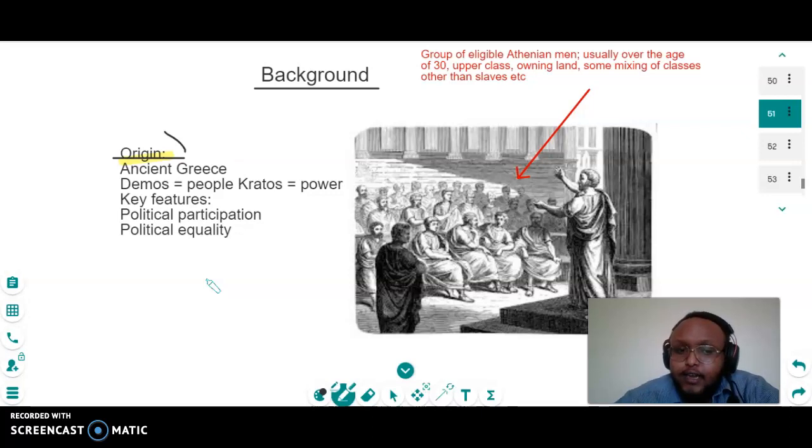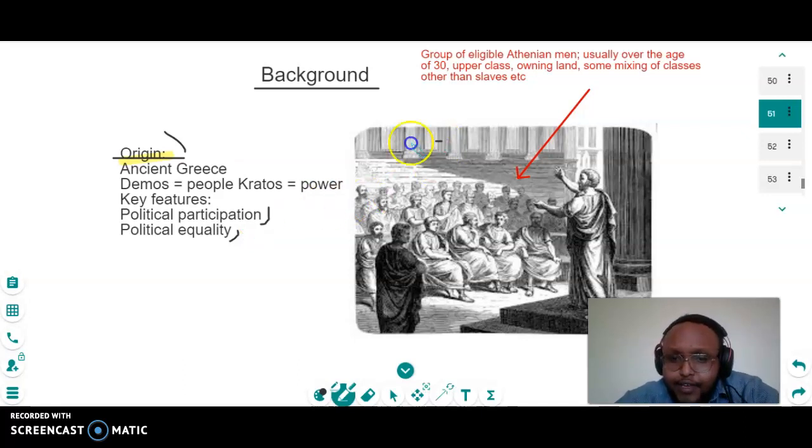So democracy has these two key features that refute that idea. There needs to be political participation, so the people, or the stakeholders in the society, need to be involved in the laws that govern that society. And political equality: all citizens in the society need to have a say in the laws.